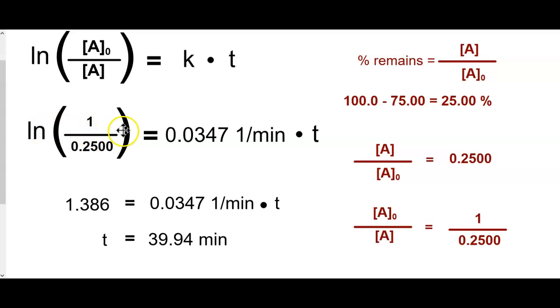I can crunch this out on my calculator. And I get 1.386 by hitting ln and putting this in my calculator. So we are not e-xing both sides. I don't have anything trapped, so I can just use my calculator. I drop this down. I divide both sides by 0.0347. And I get 39.94 minutes.